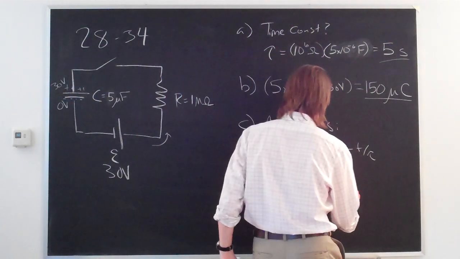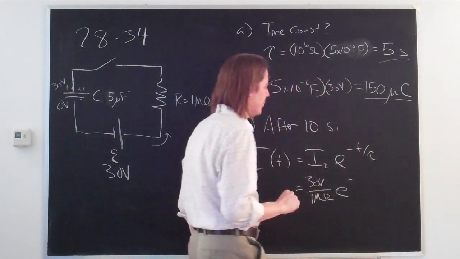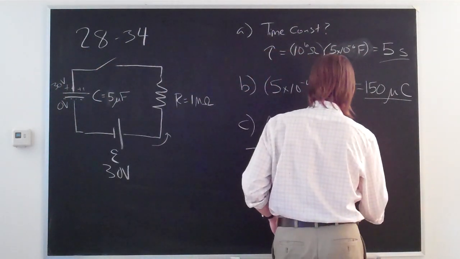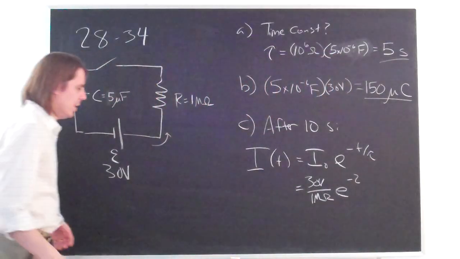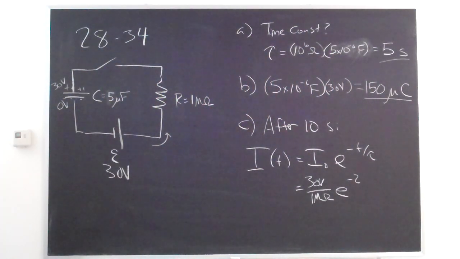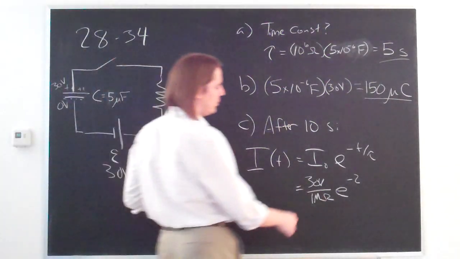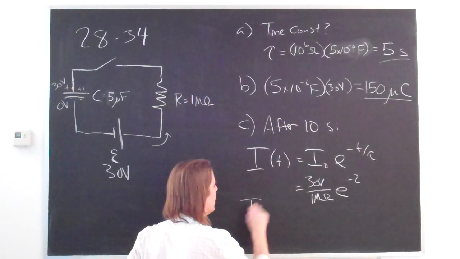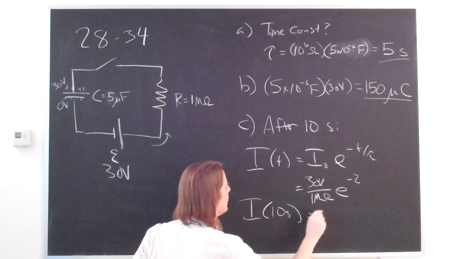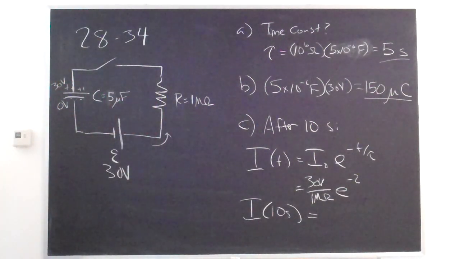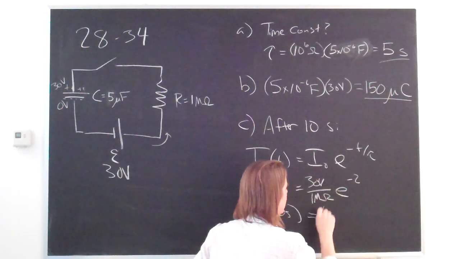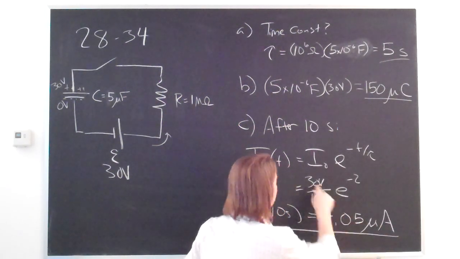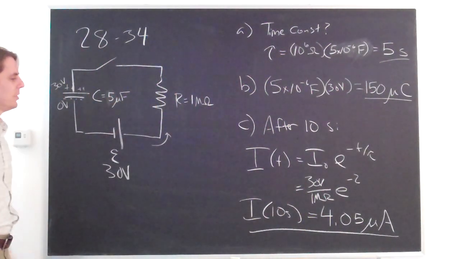And then e to the minus, and we're talking about 10 seconds here, 5 seconds here, that's e to the minus 2. So you just stick that in your calculator. 30 microamps times e to the minus 2 is 30 microamps divided by e squared, however you want to write it. Finally, you get that I at 10 seconds, put it in your calculator, is 4.05 microamps. And that makes sense. It's lower than the original 30 microamps, and it's making its way towards 0.